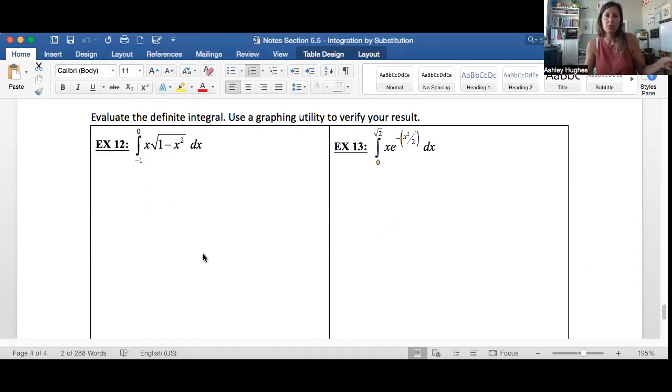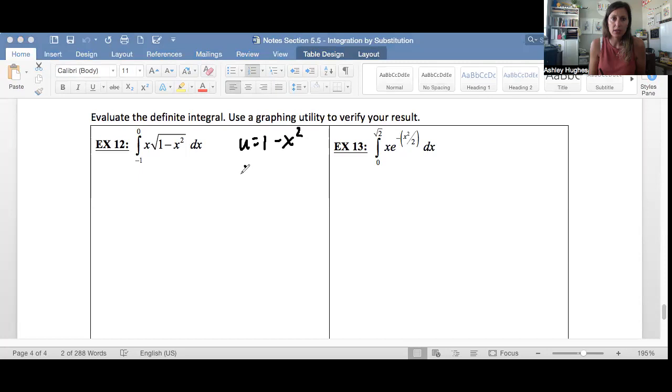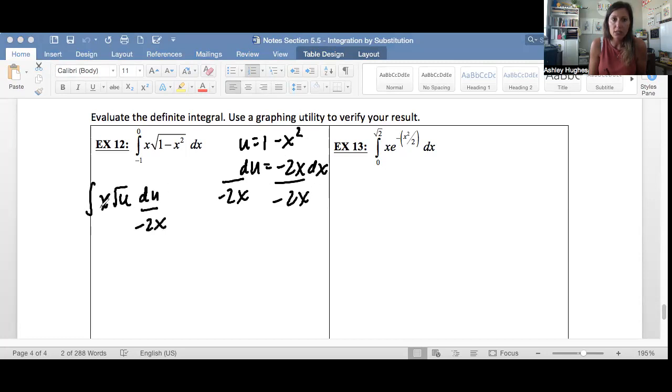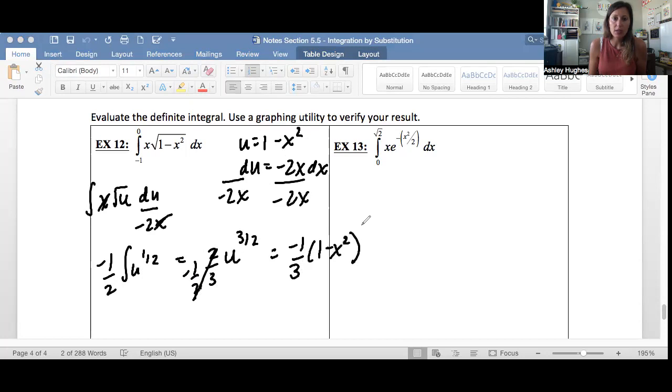Okay, last ones. If I do u equals 1 minus x squared, du equals -2x dx. So I get x, the square root of u, and then instead of writing dx, I write du over -2x. So these cancel. -1/2, u to the 1/2. So add 1, that would be 3/2 times 2/3 times the -1/2. These twos can cancel. And so this is -1/3, 1 minus x squared to the 3/2 from -1 to 0.